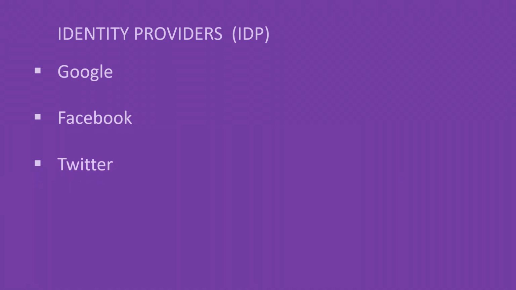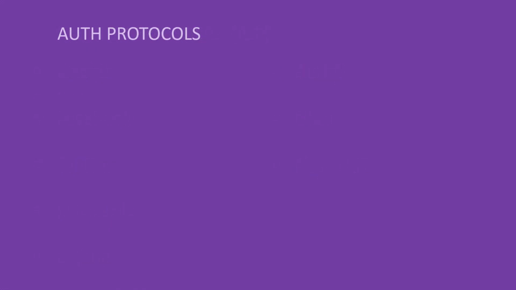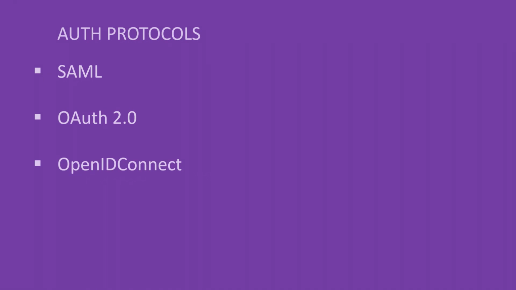Google, Facebook, Twitter, Microsoft, GitHub are a few. Commercial providers such as Auth0 and Okta are also very popular and offer free tiers. There are several ways to use an external identity provider. Some examples include SAML authentication, OAuth 2.0, and OpenIdConnect, which is really just an extension of OAuth 2.0. Today, I will focus on OpenIdConnect.